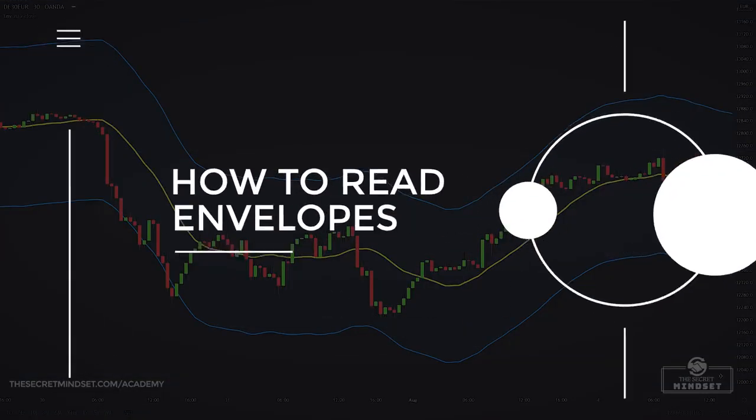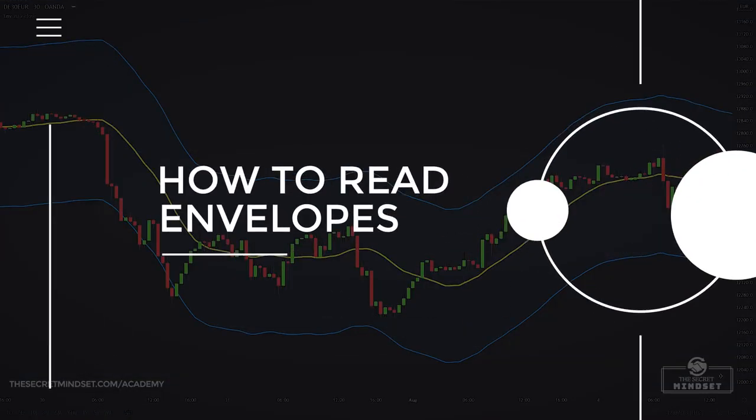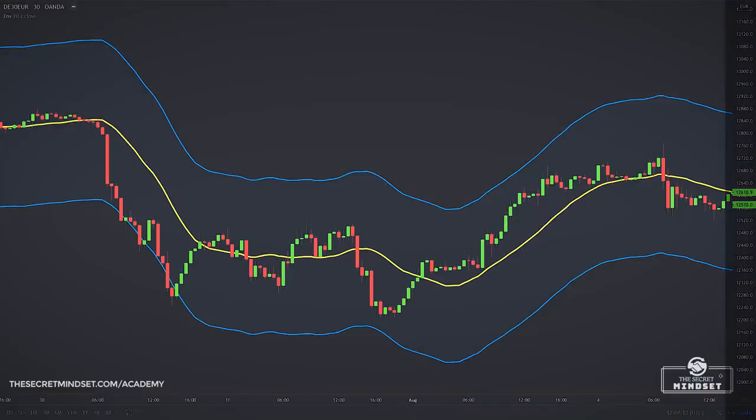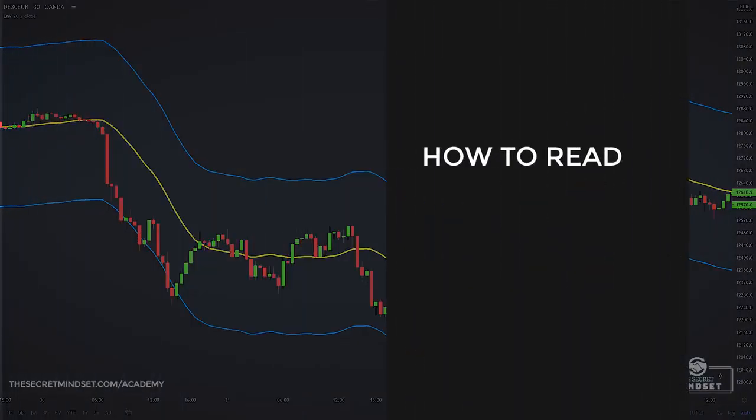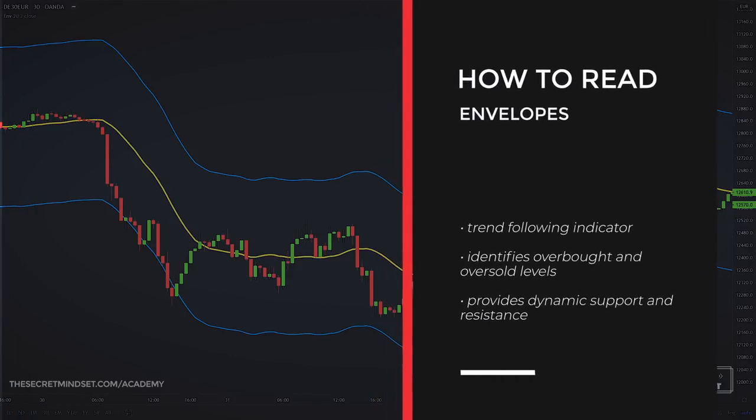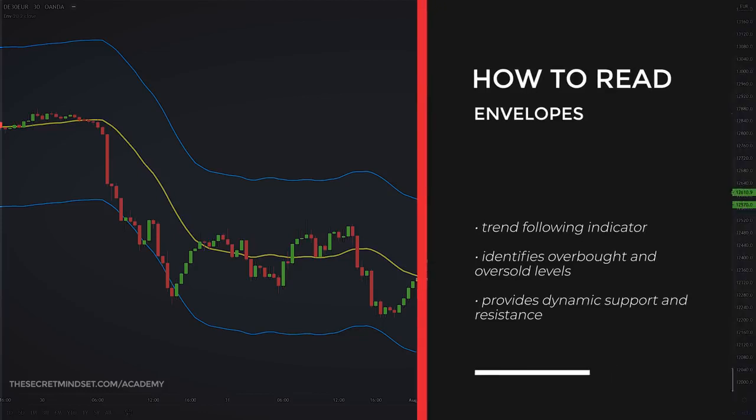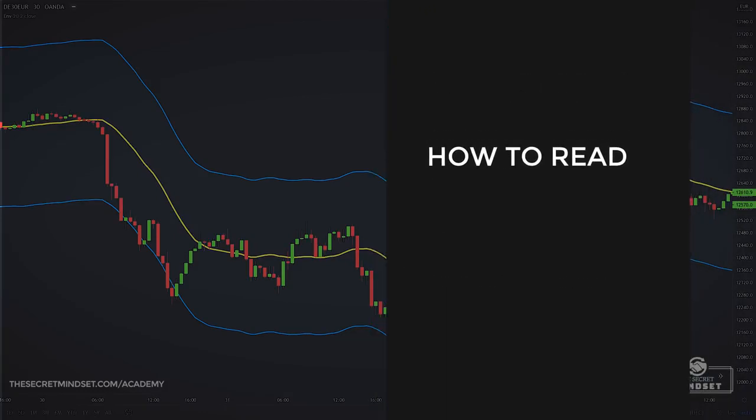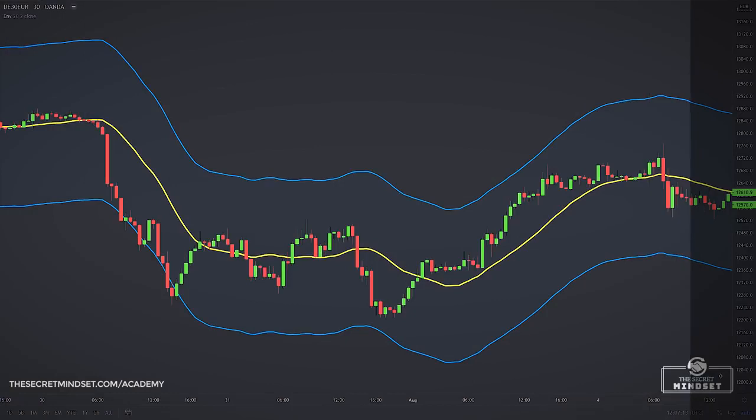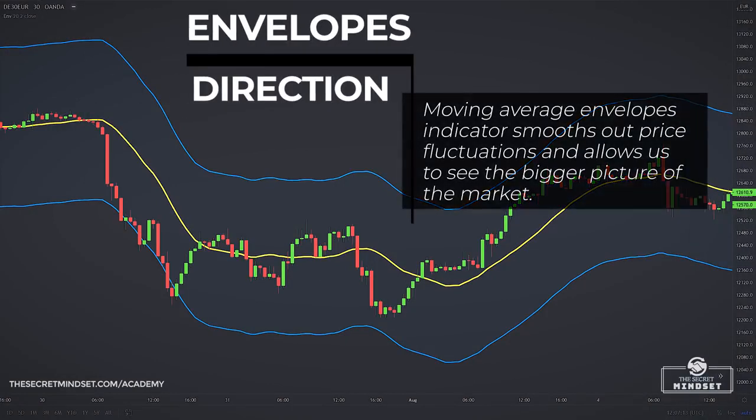So how to read the envelopes? With a moving average as the base, moving average envelopes can be used as a trend following indicator. Beyond simply trend following, the envelopes can also be used to identify overbought and oversold levels when the trend is relatively flat, and also to provide dynamic support and resistance. The moving average envelopes smooths out price fluctuations and allows us to see the bigger picture of the market.